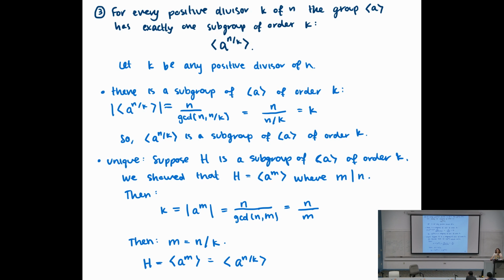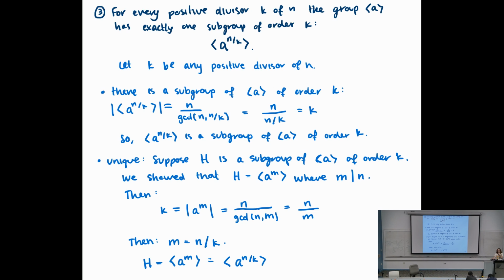Yeah. I think I understand that m can be expressed as n over k, but I'm a little confused about why this is why it's unique. Okay, so we picked an arbitrary H, just any subgroup of this thing, and it has order k, and then we showed that it was equal to our favorite subgroup of order k. Yeah, so that means that that is really the only one.